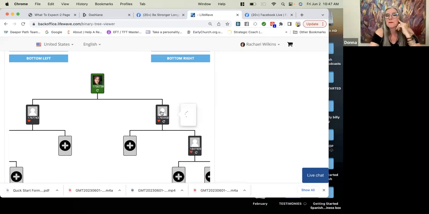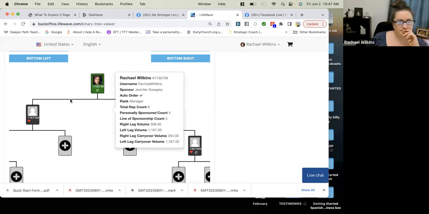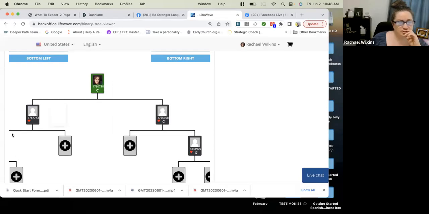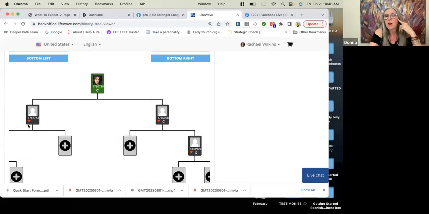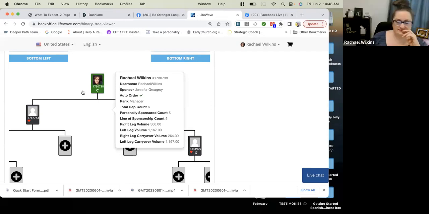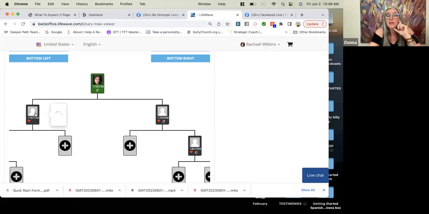So this is you. Can you click on him? This is you. This is the leg you're on, which is your strong leg. You were placed there. You are the head of this leg. Every person over here that enrolls people, all those points go up to you. Jennifer is the top of this leg. Jennifer has enrolled you. So she's the top of this leg because she placed you there.